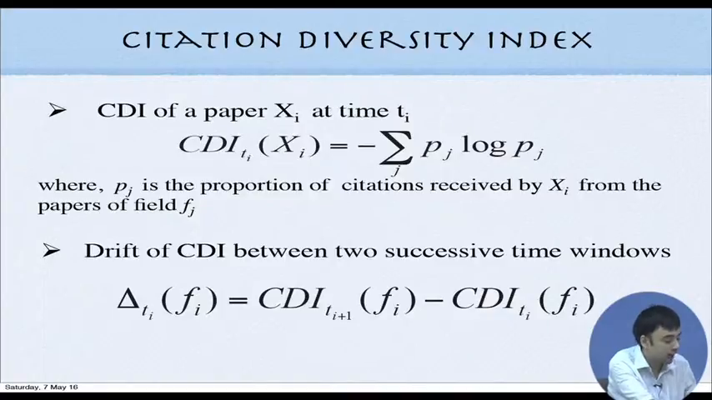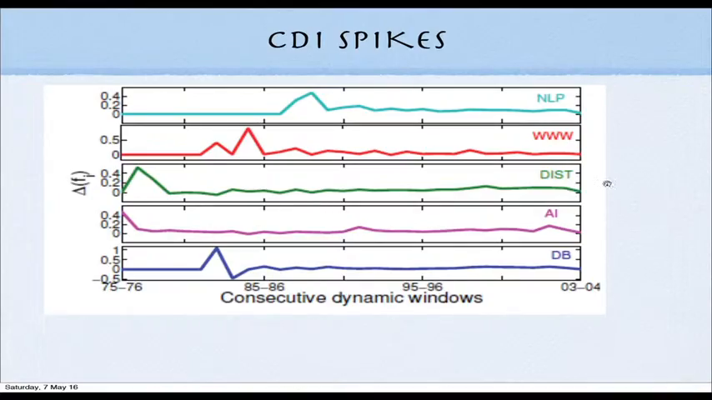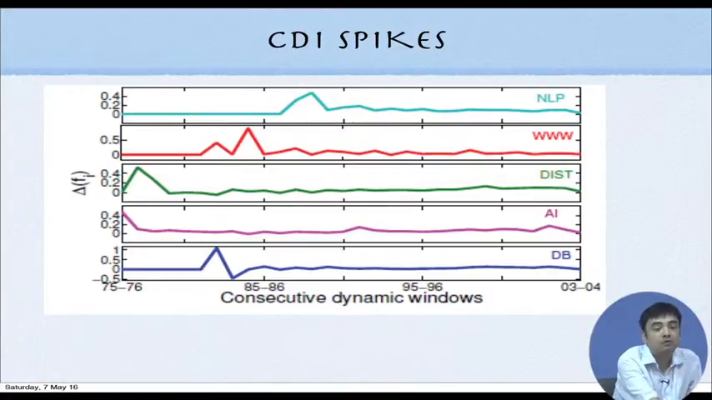Now if you try to plot these CDI differences, you see certain interesting patterns, as you see here. The difference initially remains low, then there is a point where the difference spikes up, and then again it stabilizes. You see it for all the different fields, mostly those which are assumed to be in general interdisciplinary, like natural language processing, which is a mixture of knowledge from linguistics, information retrieval, algorithmic techniques, and machine learning. All these combined develop the field of natural language processing. So that's really a truly interdisciplinary field.